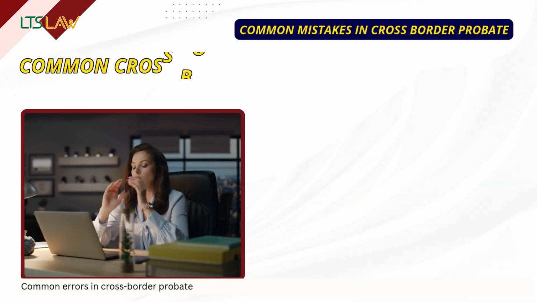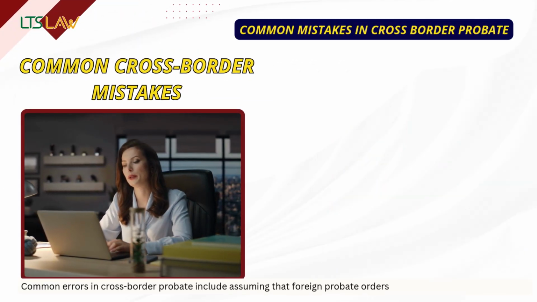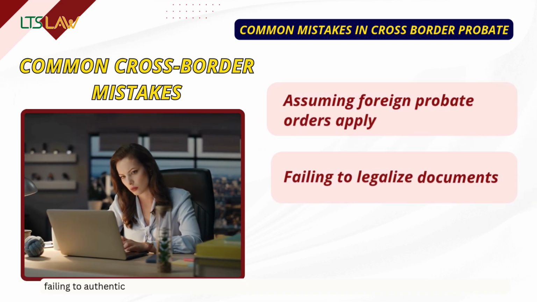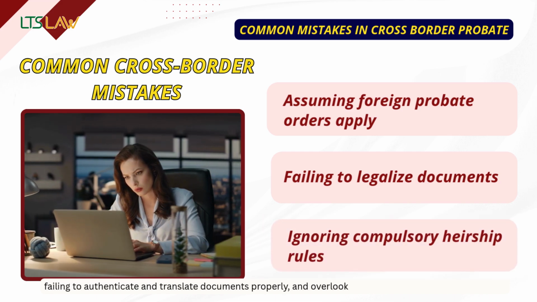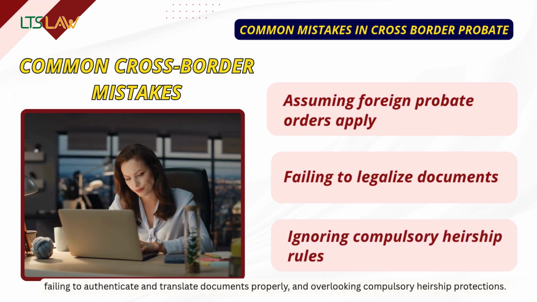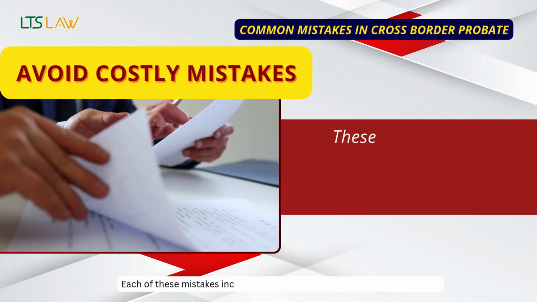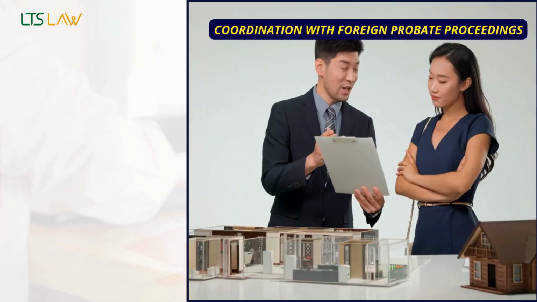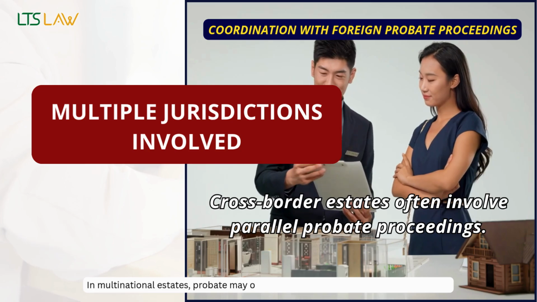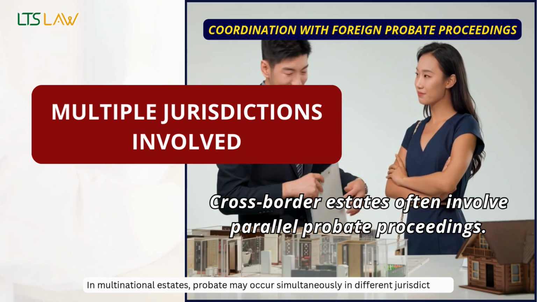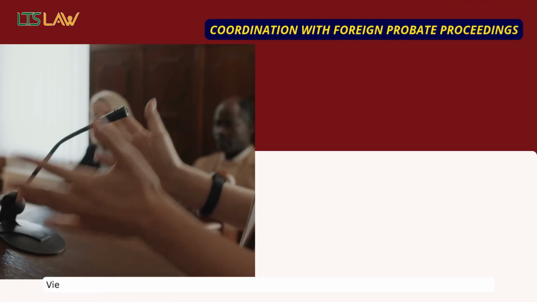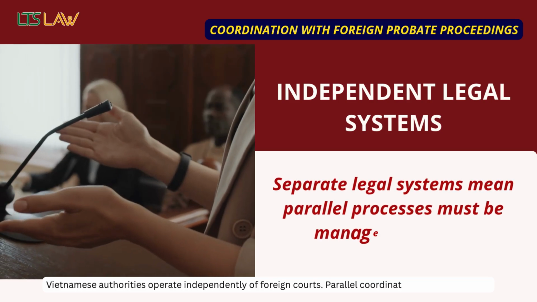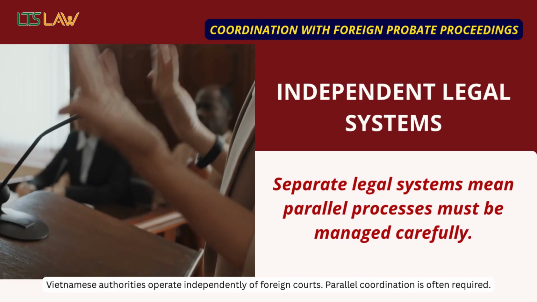Common errors in cross-border probate include assuming that foreign probate orders automatically apply in Vietnam, failing to authenticate and translate documents properly, and overlooking compulsory heirship protections. Each of these mistakes increases procedural delay and litigation exposure. In multinational estates, probate may occur simultaneously in different jurisdictions. Vietnamese authorities operate independently of foreign courts. Parallel coordination is often required.